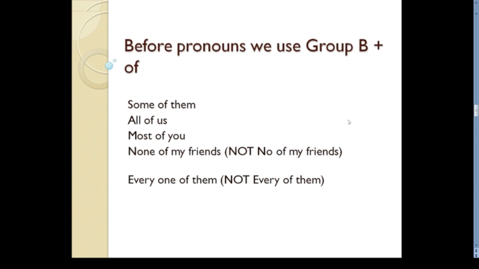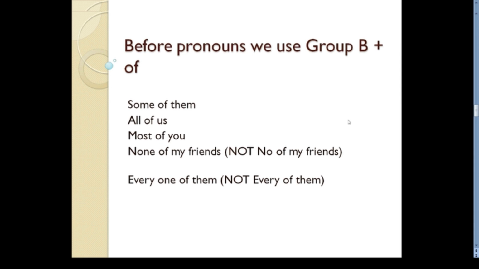The determiners no and every are special in some ways. They cannot be used before a pronoun or a noun with another determiner. For example, we cannot say no of my friends. It should always be none of my friends. Likewise, we cannot say every of them. It should be every one of them.